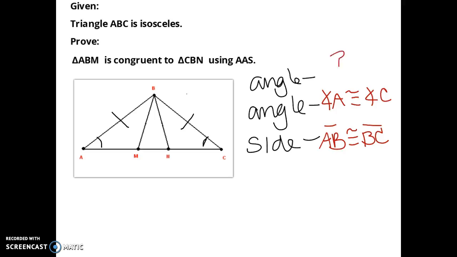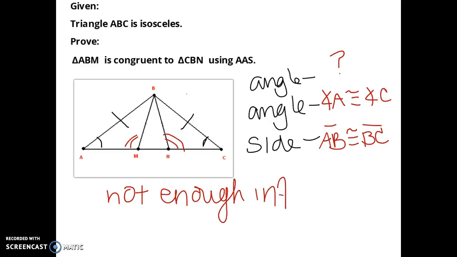What we don't know is this angle here. Is angle AMB congruent to angle CNB? How do we know that? If we do know it, what can we figure it out? Where can we draw this information from? Well, it's because it's not enough information given. I can't prove those triangles are congruent until I get some additional information.